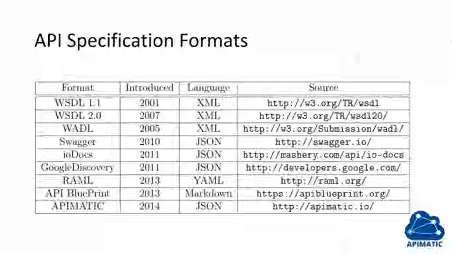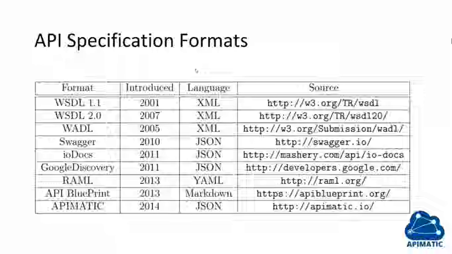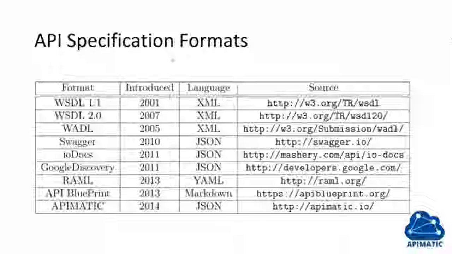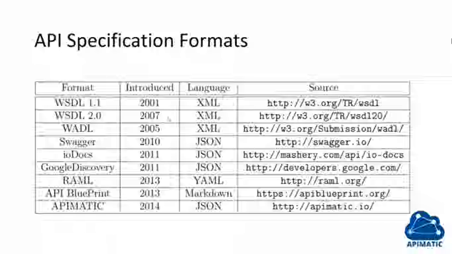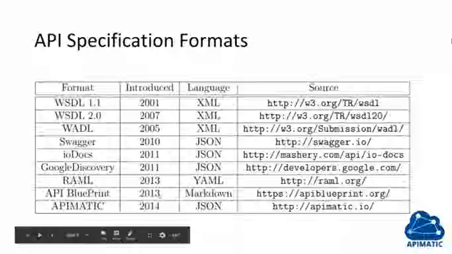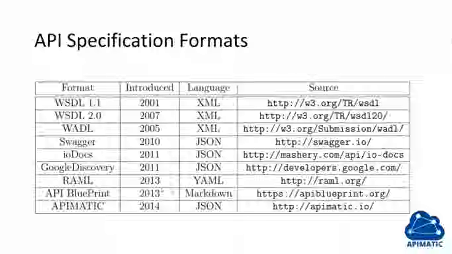So here we have a little table that shows exactly all the different API specification formats that we have, when they were introduced, and what languages they support. WSDL was introduced back in 2001, which was basically for SOAP-based API specifications. WSDL 2.0 came in 2017, adding support for RESTful APIs, but not fully supporting it. WADL was introduced in 2005. Swagger was introduced in 2010, followed by RAML and API Blueprint in 2013. In 2014, ApiMatrics also introduced their own API specification format, which uses JSON.